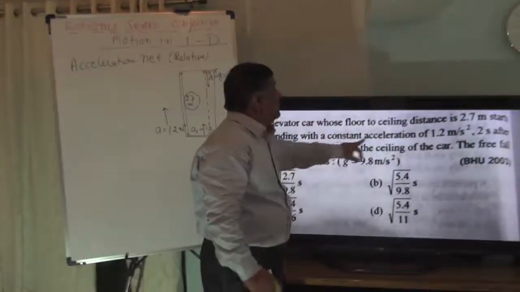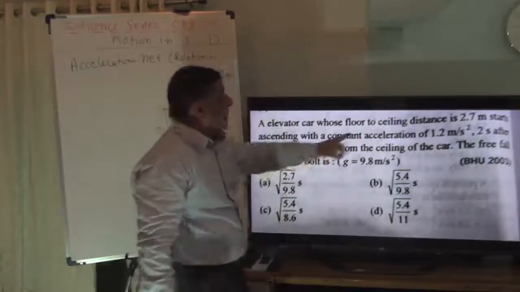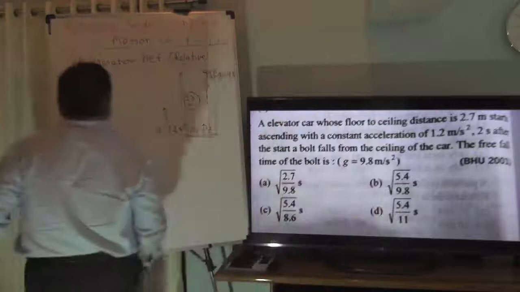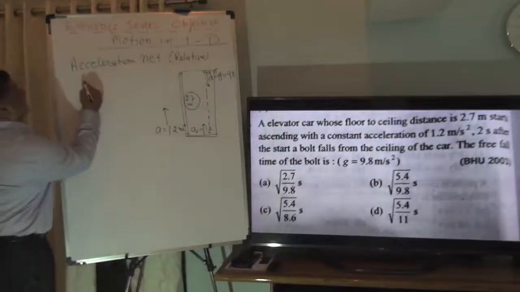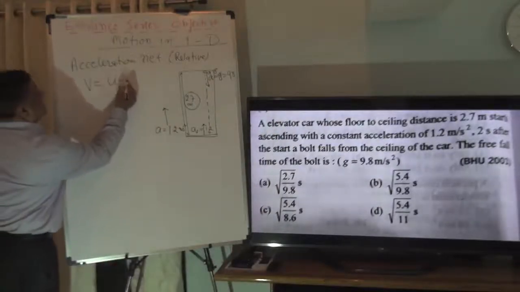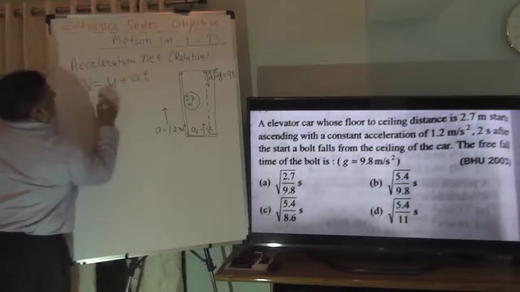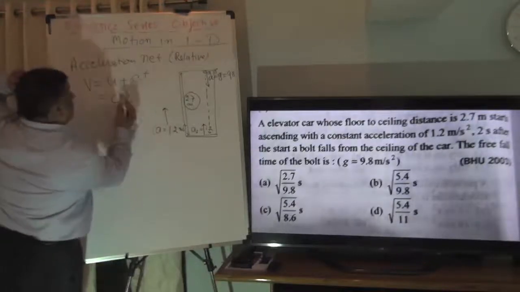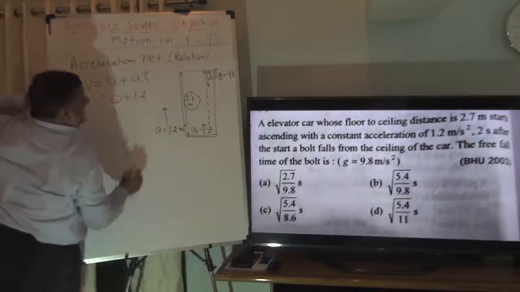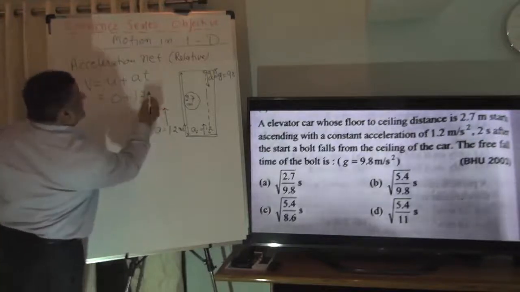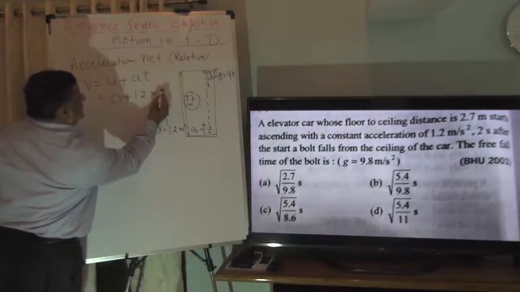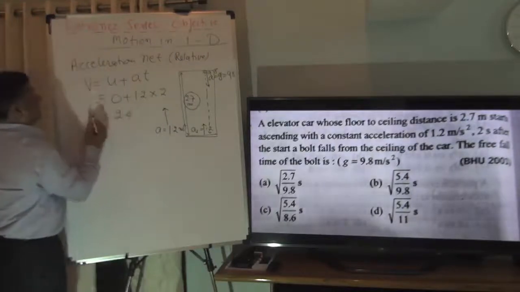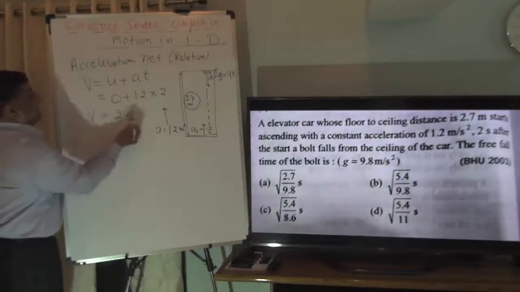Start ascending with constant acceleration 1.2, and the bolt falls after 2 seconds. So what will be its velocity? Final velocity is equal to u plus at. u was 0, a is equal to 1.2 meter per second squared and the time is 2 seconds. So this is 2.4. And what is the direction of velocity?